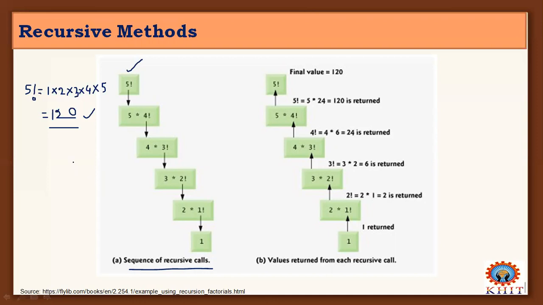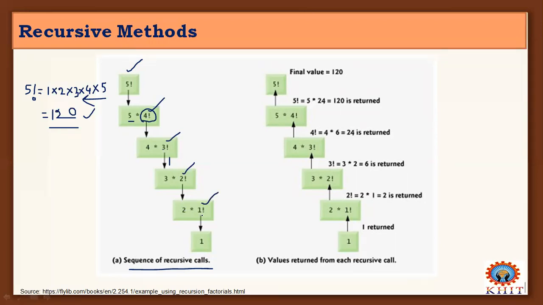See, the logic of the solution to this problem is that 5 factorial is nothing but 5 into 4 factorial. What does this 4 factorial mean? It is 4 into 3 factorial. 3 factorial means 3 into 2 factorial. 2 factorial means 2 into 1 factorial.